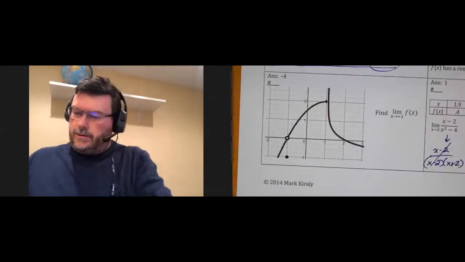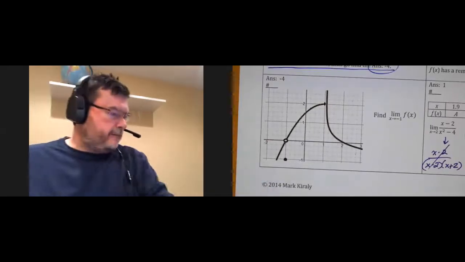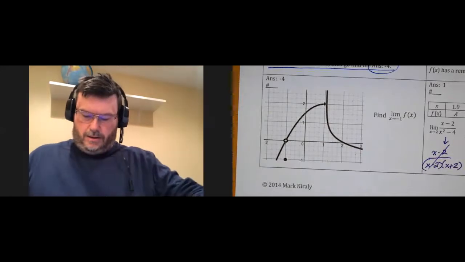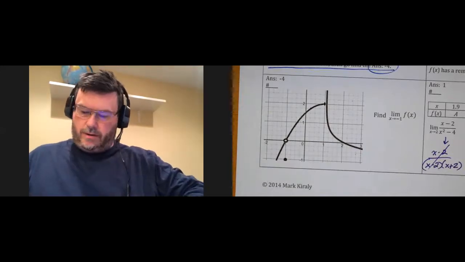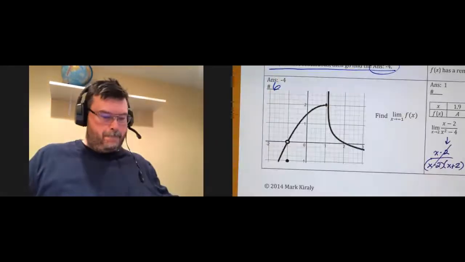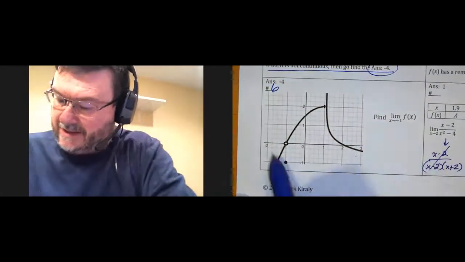All right, so wait a second. I've been messing up here. I haven't been numbering, sorry. All right, so that was 4. 4 goes to 5, and 5 goes to 6. And 6 goes to the limit as x approaches -1.